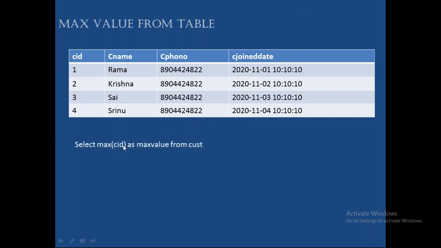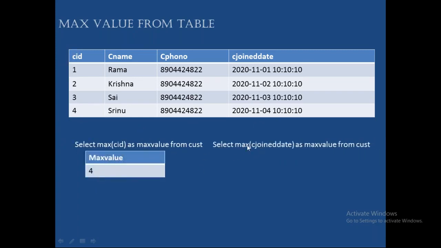Okay, clear. So how will you write the query to get the max CID or the max join date? Select max CID as max value from customer. See, the max value is 4. Select max C join date as max value from customer. See here, the max value is 2020 11/04 10:10:10. So this is the max date, and this is the max ID.